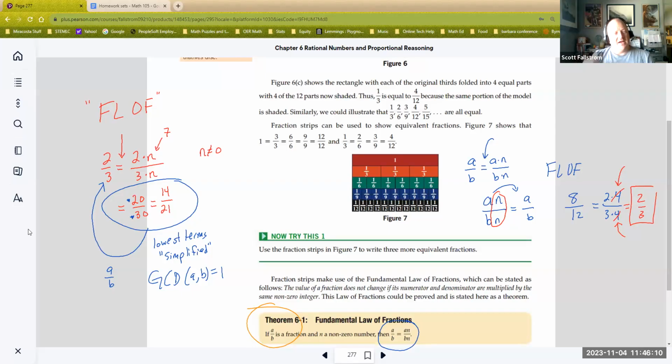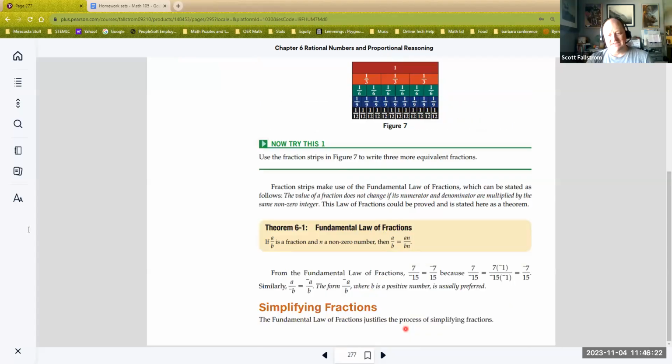Some people might say I cancel things out, and technically you are, but really what you're doing is almost like dividing common factors. That's probably a better way to think of it instead of canceling, because you can cancel things a lot of ways incorrectly. So we're not going to do that.